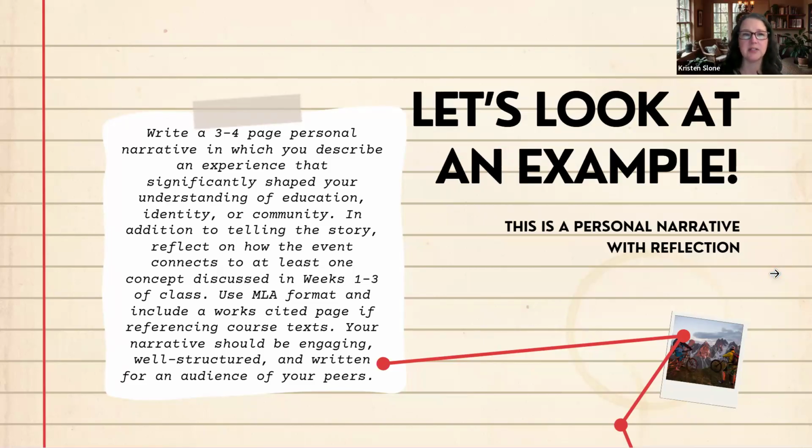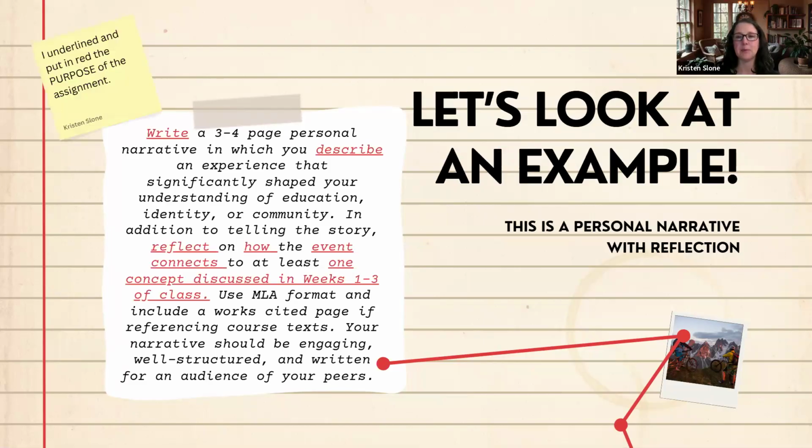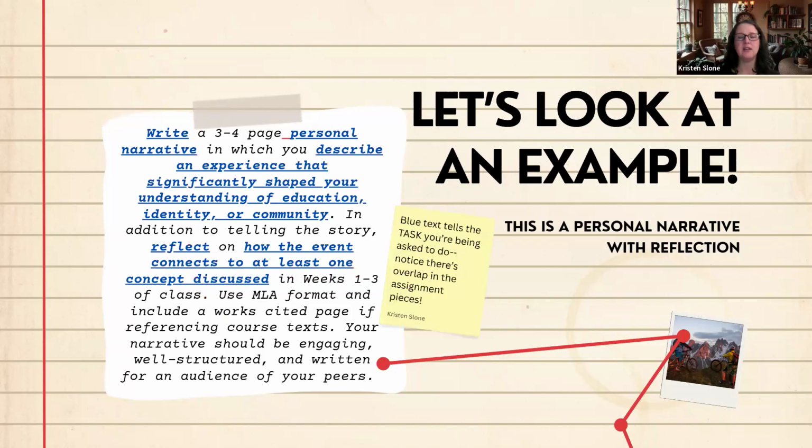So we're going to look first at the purpose. My slide wouldn't advance. So I underlined and put in red the purpose of the assignment, okay? If you have a highlighter and you're looking at your assignments, which I guess you won't because it'll be online, write, describe, reflect on how an event connects to one concept discussed in weeks 1 through 3 of class. That's why I'm doing this assignment, okay? This is the purpose behind it. And now we're going to move on, okay?